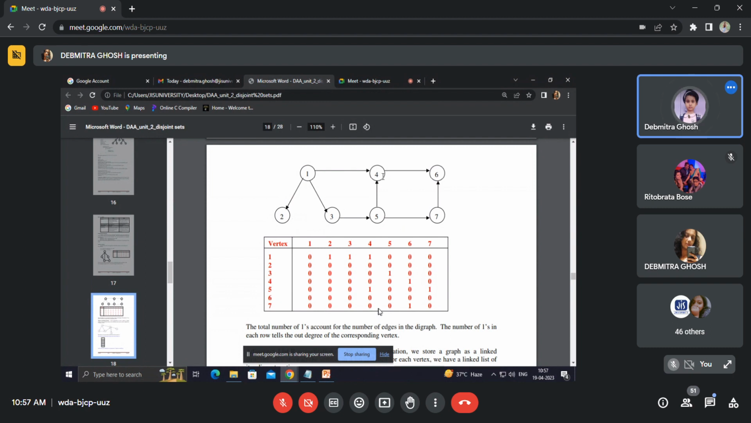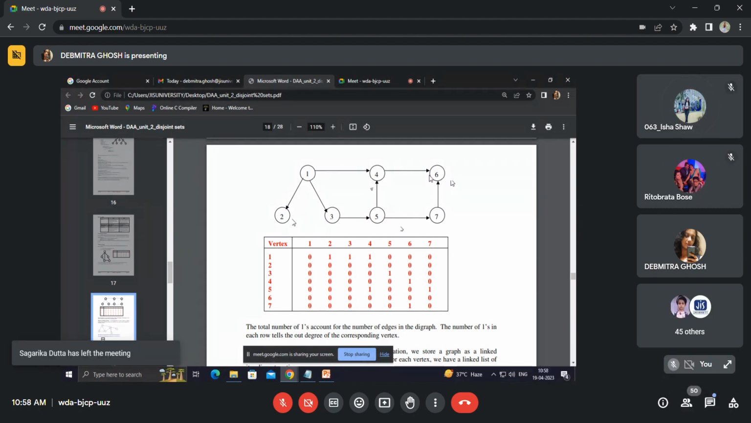Next comes 4. 4 is only connected to 6. So for 4 you have only one connection, that is in 6. Then comes 5. For 5 you have two connections. One is for 4, another is for 7. So for 4 and 7 you have made connection. Then for 6, 6 does not have any connection to anyone, so it's 0 everywhere. And for 7, you have only one connection, that is up to 6. Clear? Yes, ma'am.